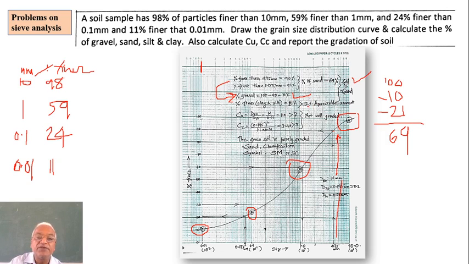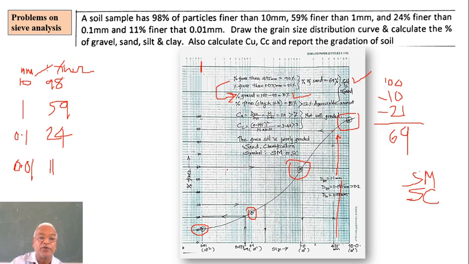Now the percentage of fines is more than 12%, it is 21%. So if fines are more than 12%, your classification symbol would be SM or SC, right? You will not be able to judge this straight away. So that is what one can decide at this stage. And Cu and Cc, if you work out, we have D60, D10, D30 worked out from the graph. You can just look over.